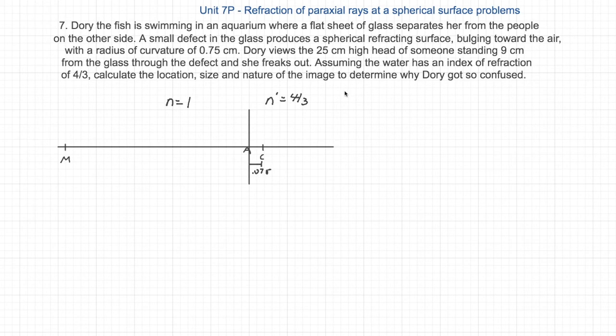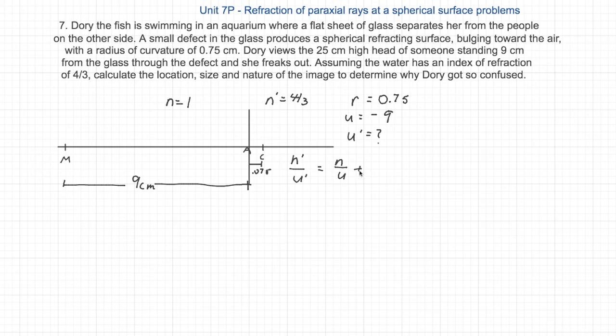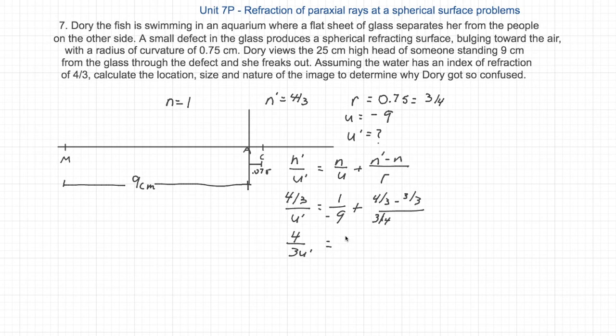So the radius of this convex defect is AC, a positive number, 0.75. The person standing on the other side of the glass is 9 centimeters away. AM, that's a negative number, -9. And we're finding U prime. So the formula again is n prime over u prime equals n over u plus n prime minus n over r. We'll plug in what we know. And since everything's in fractions, let's make r, instead of 0.75, let's make it 3/4. Okay, we'll make the equation look a little prettier.